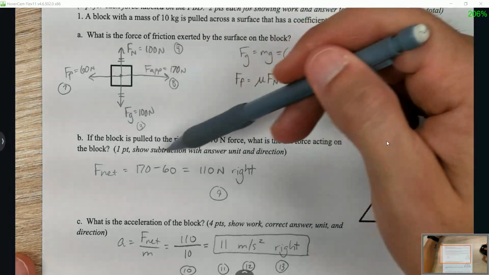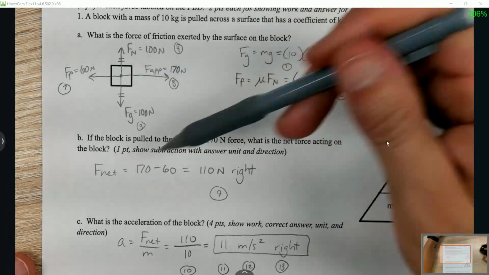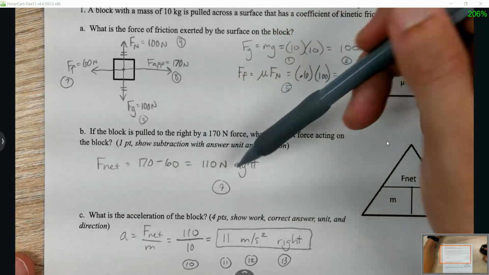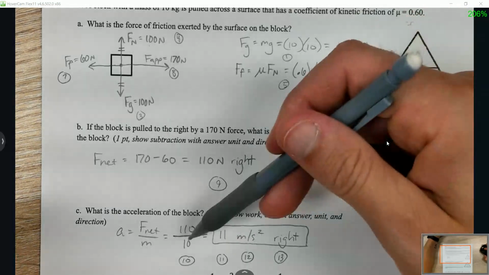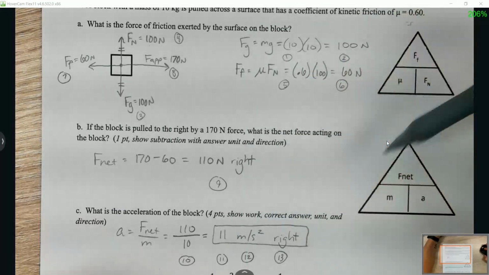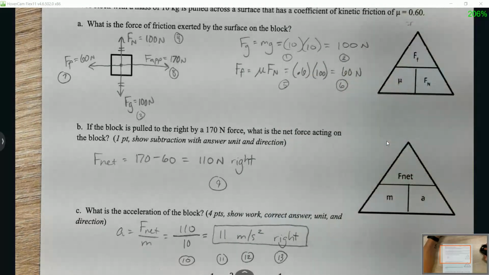Draw it left. Part B will tell you what to draw to the right. Then you subtract, get that value. Take that value, divide it by the mass. It's going to be whatever the number is, meters per second squared, and then whatever direction the most force is.